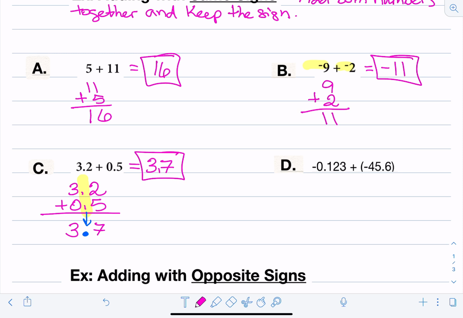Okay, now for D, we have two decimals that are both negative. So once again, you just add the two decimals together and you keep the sign. Since they're both negative, I automatically know that my answer is going to be negative. Now all I have to worry about is adding them together. So I have 0.123 and I have 45.6. Now remember, we've got to line up those decimals.